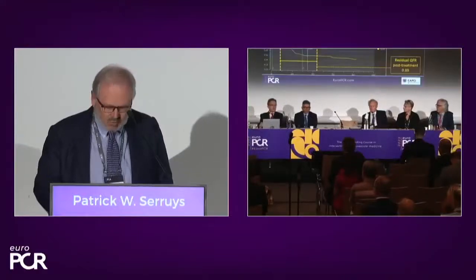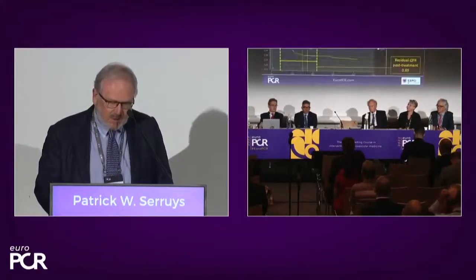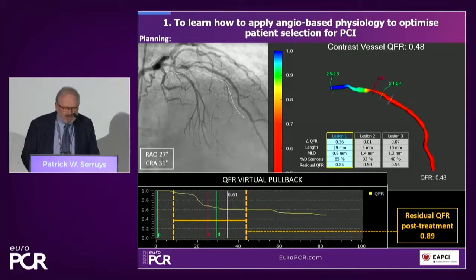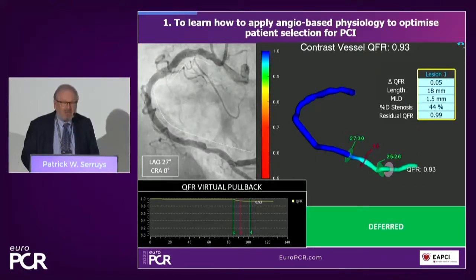So I have to summarize the talk, to learn how to apply angio-based physiology to optimize patient selection for PCI. I think you had a beautiful analysis by Gabriel Scanet, and clearly you have seen the power of that technology. And indeed, you can defer some vessels, which is important. We are not there to put metal in every patient.